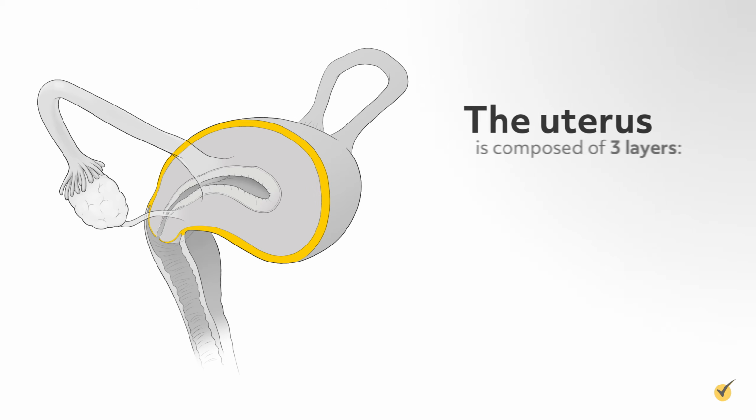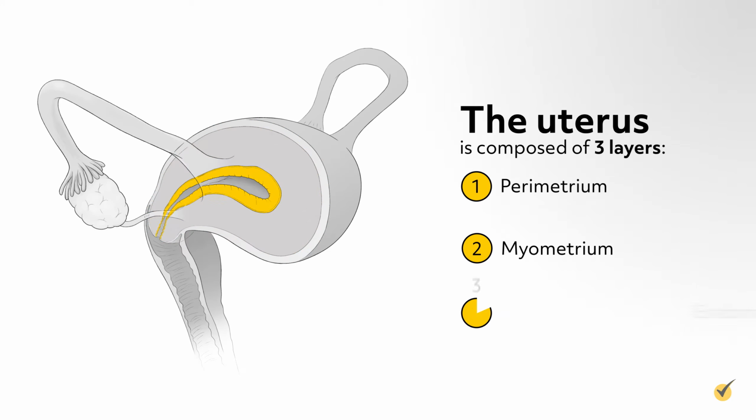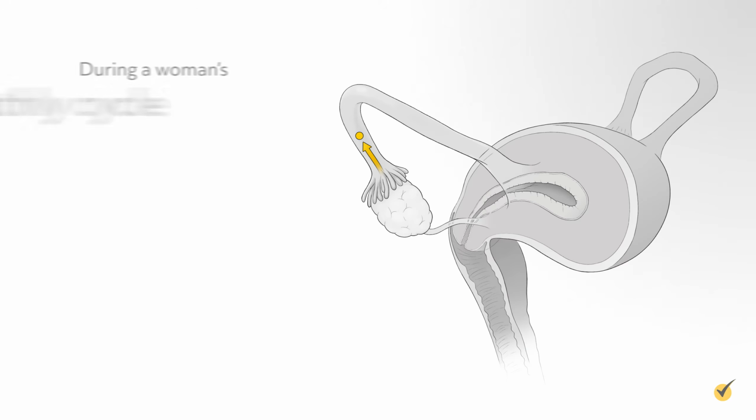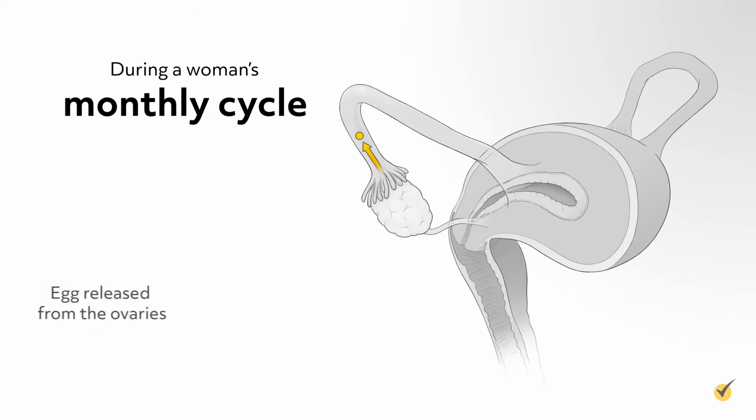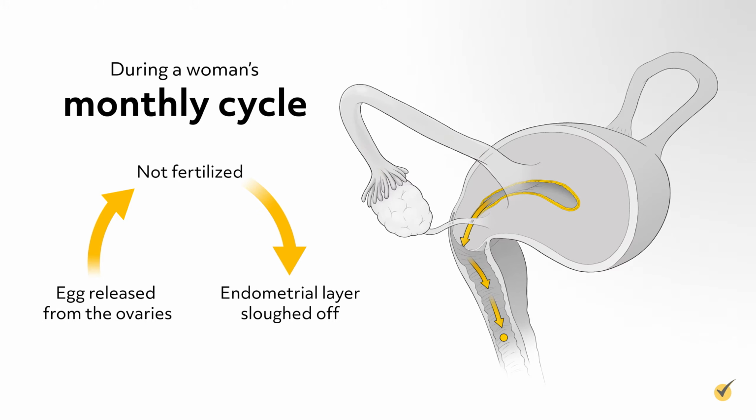The uterus is composed of three layers: the outer layer, perimetrium, the middle layer, myometrium, and the inner layer, the endometrium. During a woman's monthly cycle, an egg is released from the ovaries, and if it is not fertilized, the endometrial or inner layer is sloughed off as a normal part of the menstrual cycle.